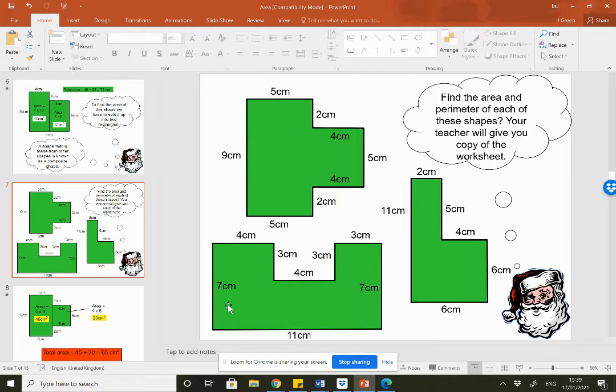Now, if you get a shape like this, there are actually 2 ways of doing it, children. I'm going to show you the way we've just learned, which is splitting here, and working out the area of 1, 2, 3 squares or rectangles to add together. If you draw a line here, you've got a 3 by 3. If you draw a line here, you've got a 4 by 3. And then down here, you've got an 11 by something.